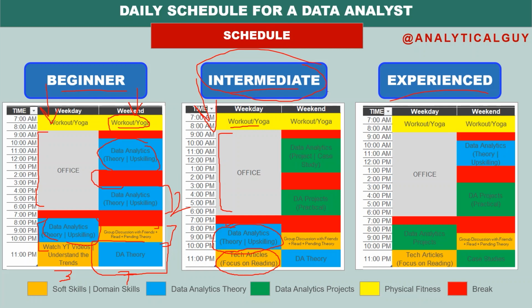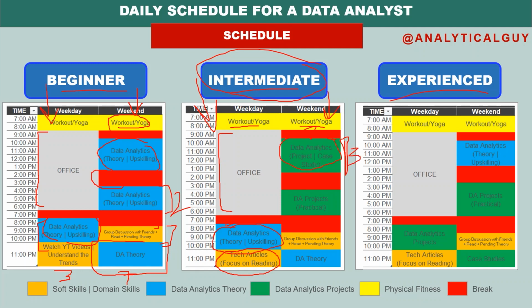So if I talk about the weekend, similarly you will start with the workout, then there is a break for breakfast or having good communication or having a good time with your family. And then from 10 a.m. to 1 p.m., 3 hours, this is purely project, no theory. So you should stick with one particular project and try to work out on that project, take out case studies or anything, right? So this is a very important time for 3 hours.